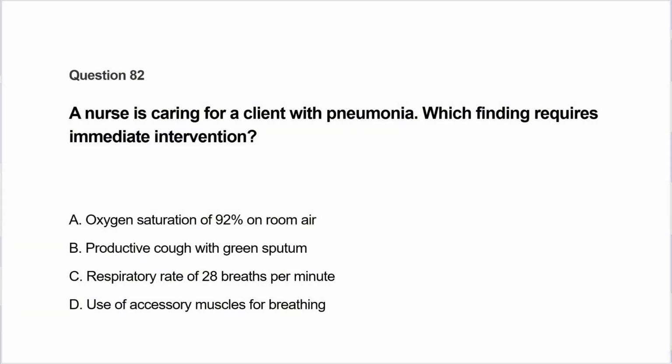82. A nurse is caring for a client with pneumonia. Which finding requires immediate intervention? A. Oxygen saturation of 92% on room air. B. Productive cough with green sputum. C. Respiratory rate of 28 breaths per minute. D. Use of accessory muscles for breathing.